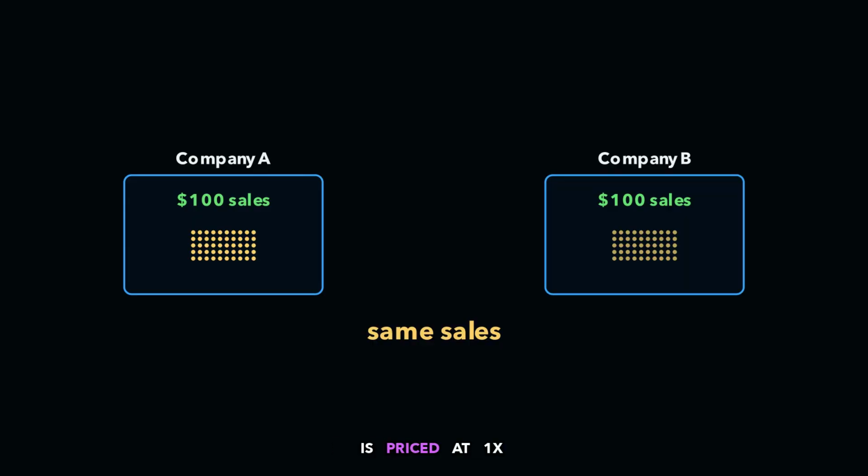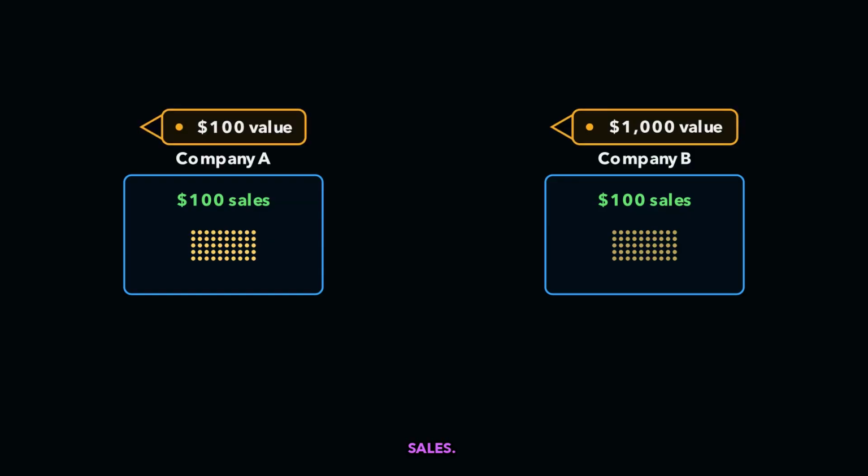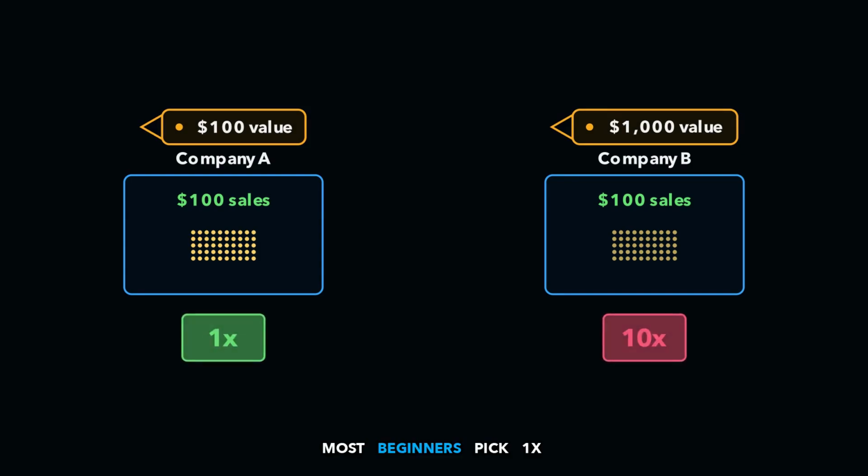So the left company is priced at 1x sales. The right company is priced at 10x sales. Pause here. Which one looks cheaper? Most beginners pick 1x sales. That answer feels obvious, but it is not enough.